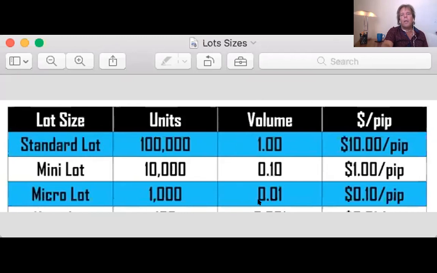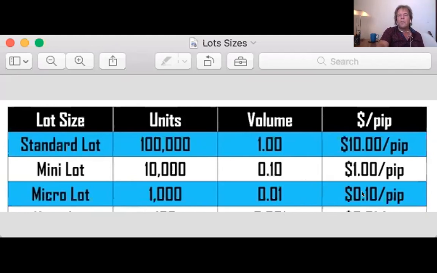So if you're setting a 0.01 lot, that's a micro lot. If you're putting an order in for a 0.1 lot, that's a mini lot, and a standard lot is 1.0.